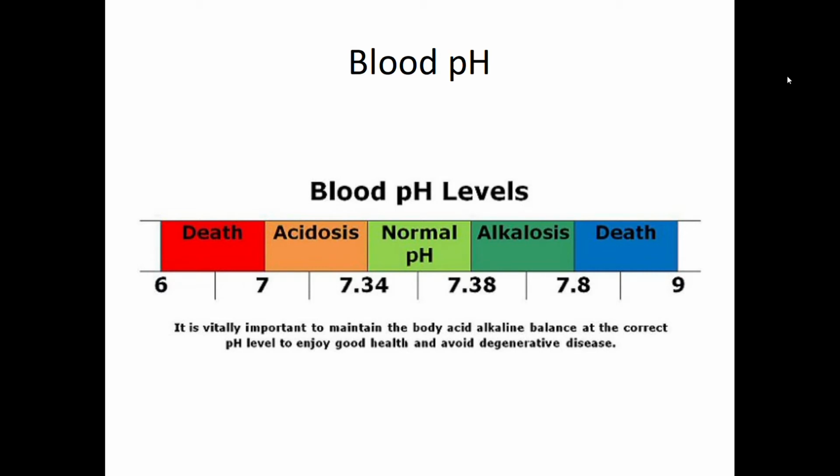For the next part of today's lecture, we're going to be talking about blood pH. It's really important that we maintain blood pH within a very, very narrow range, between 7.34 and 7.38. If it falls below that, we go into acidosis. Above that, we go into alkalosis. And below 7 or above 7.8, we die. It's a very, very narrow range. So we have a bunch of systems that are going to help us maintain that.